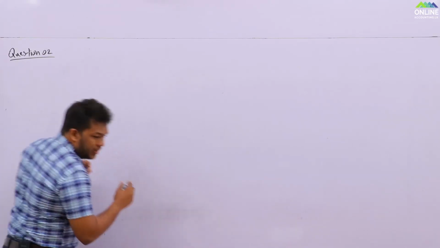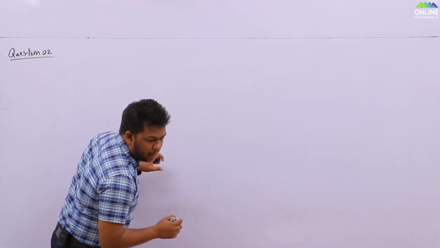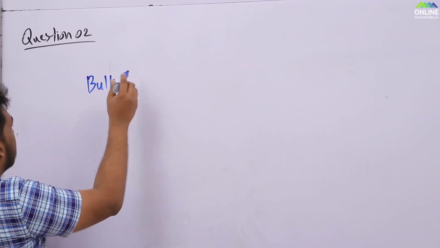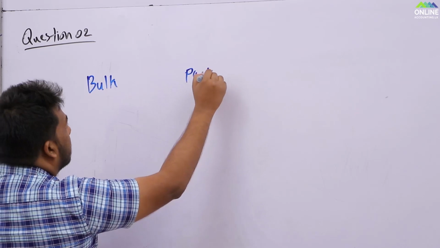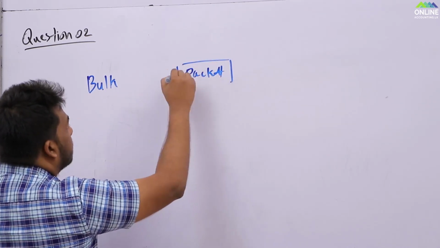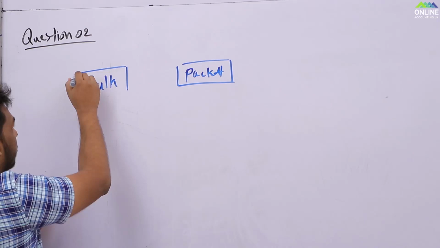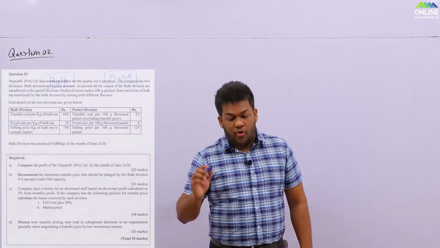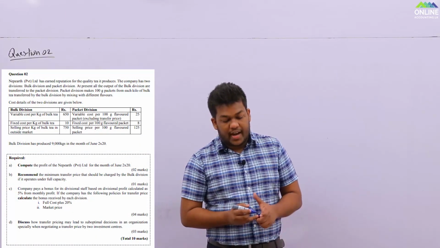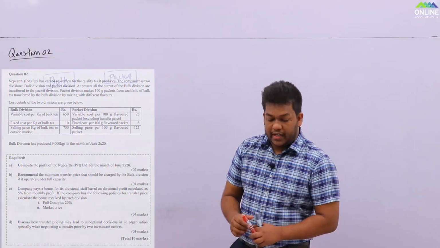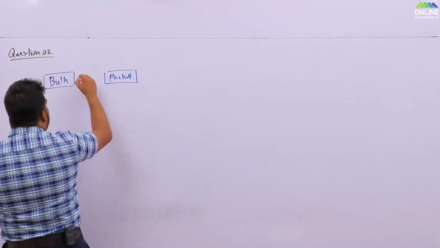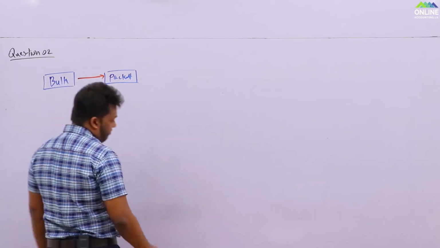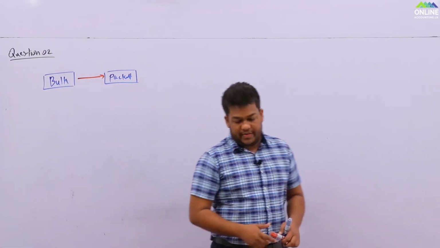So you have bulk division as well as packet division. This is bulk, this is packet. Still we don't know how they are doing business. Then at present all the output of the bulk division is transferred to the packet division. And the packet division, so what is happening? All the output, 100% of output, will be transferred to the packet division, right?